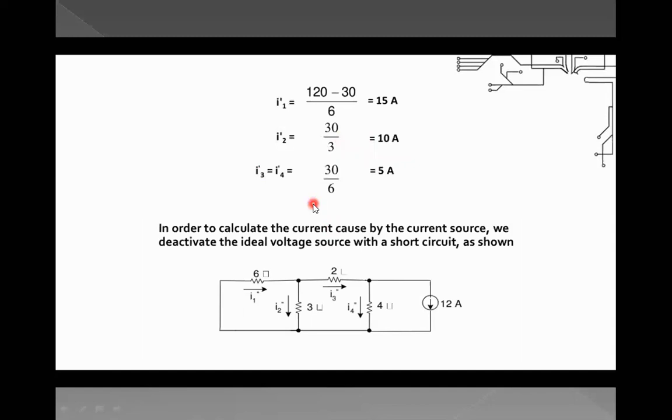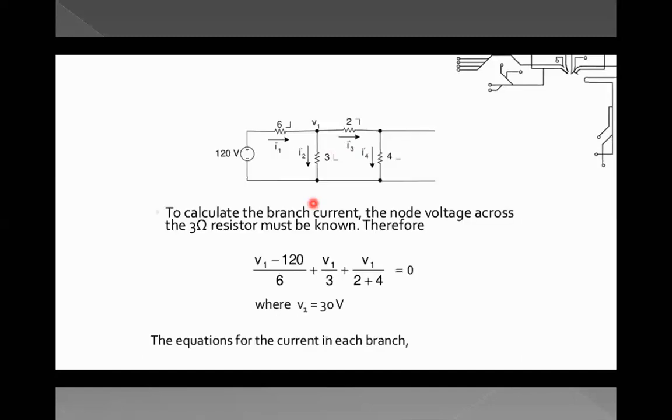So what is I1? I1 is nothing but 120 minus V1, which is 30, divided by R. So (120 minus 30) divided by 6, that comes to 15 amps. Similarly, this is I2. I2 is nothing but voltage by resistance. V1 is 30, and 30 by 3 is how much? 10 amps.